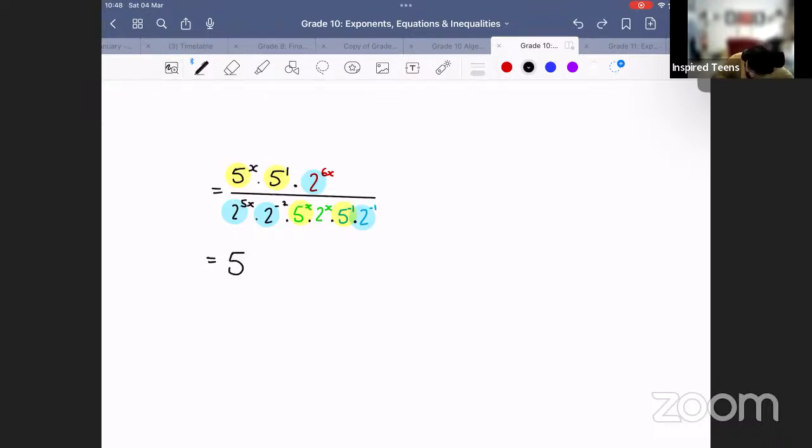So this becomes 5 to the x plus 1 from the top, minus what's at the bottom: minus x, minus 1. And I can multiply that by the base of 2, because that's what I have. On top, I have 6x. All the ones on top I add, and all the ones at the bottom I subtract. So minus 5x, minus 2, minus x, minus 1.